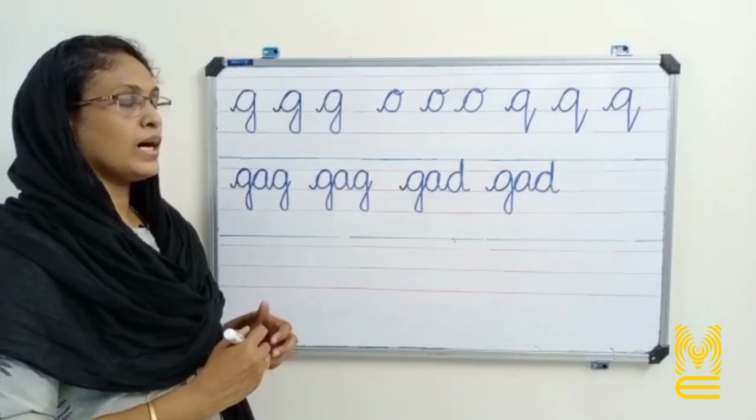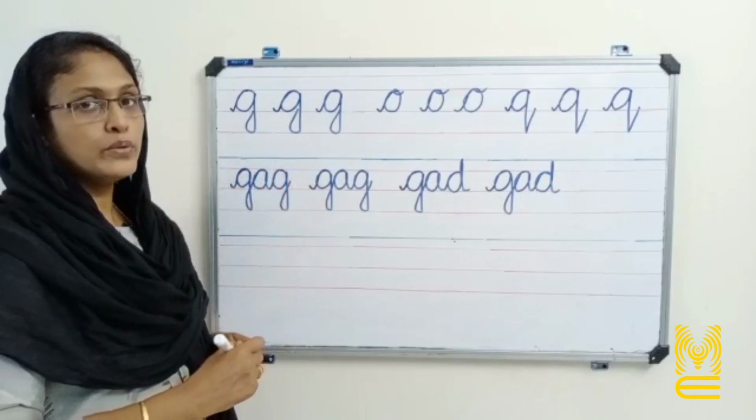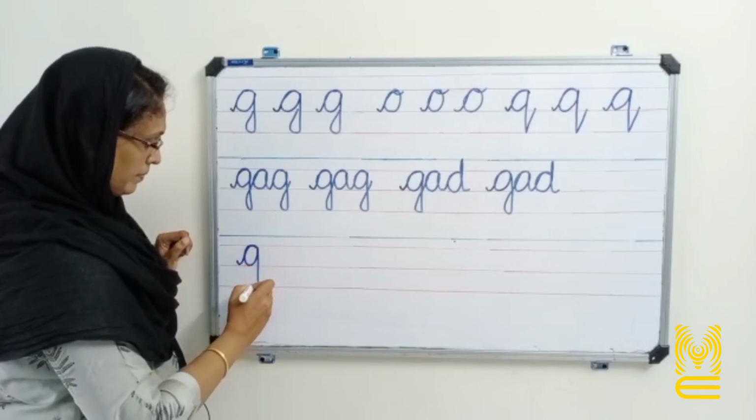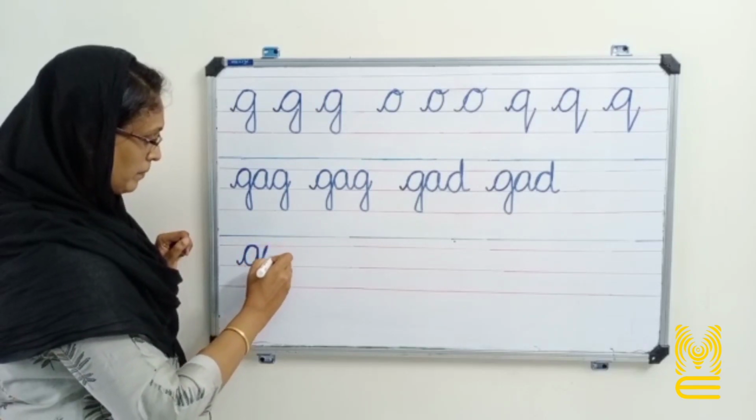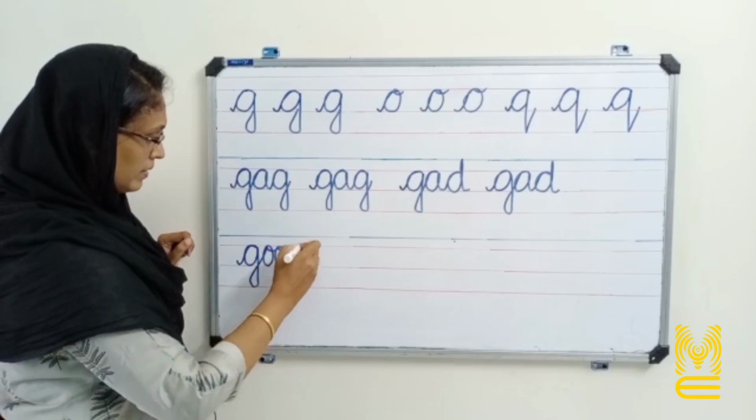Now let's see how to write the word good. G-O-O-D. First G, then O, double O, then D.